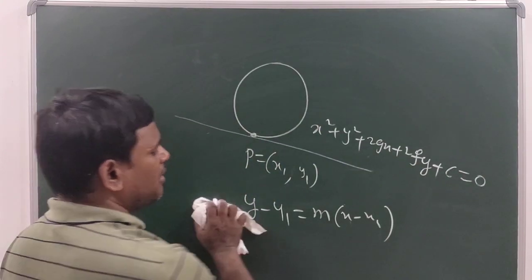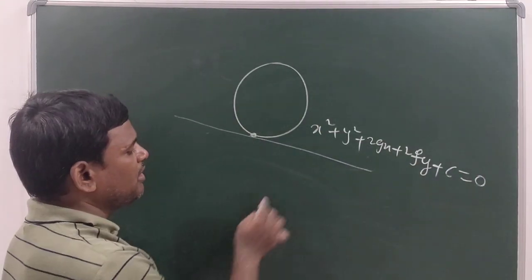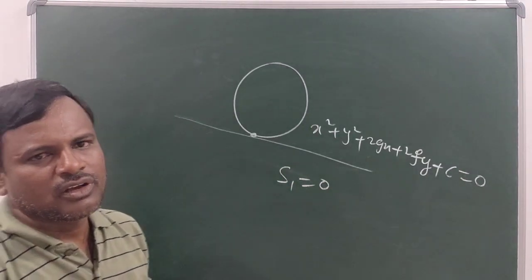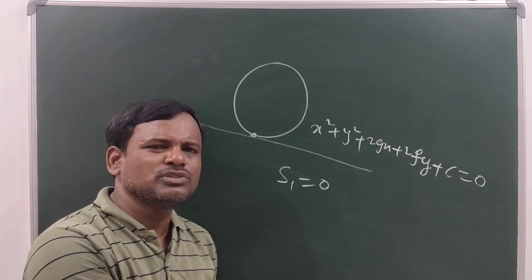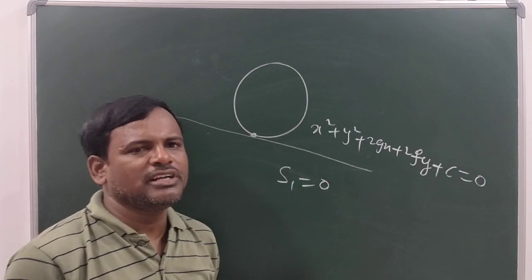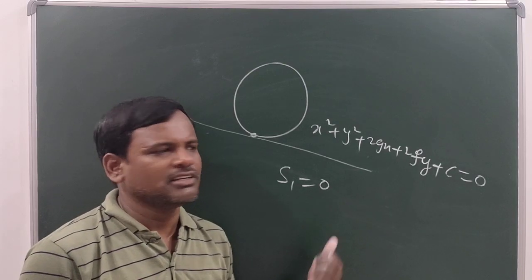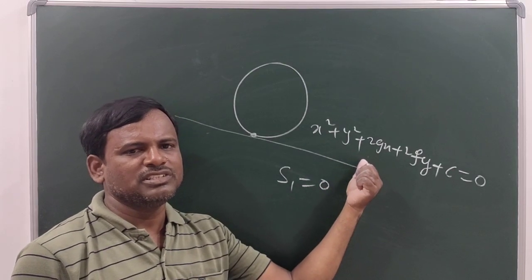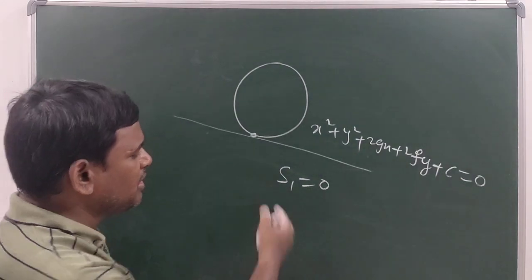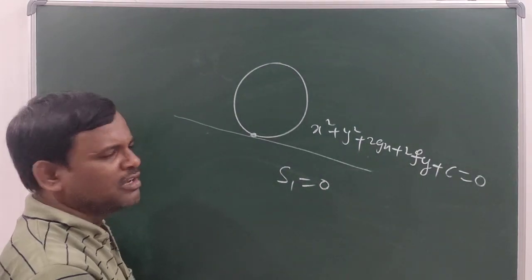This is one way. And one more way, S1 equal to 0. I think this is the easiest method. There is a procedure for how S1 equal to 0 comes, but no need to learn that derivation. Just remember it like a standard result: x x1 plus y y1 plus g of x plus x1 plus f of y plus y1 plus c equal to 0. That is S1 equal to 0.